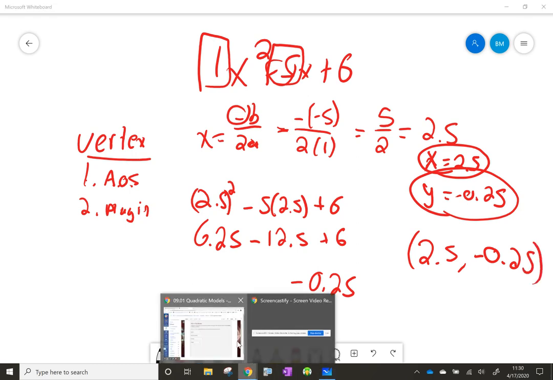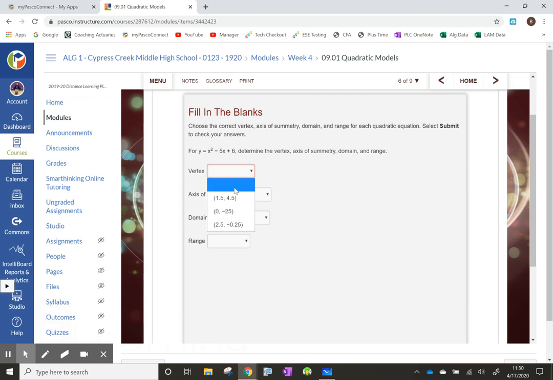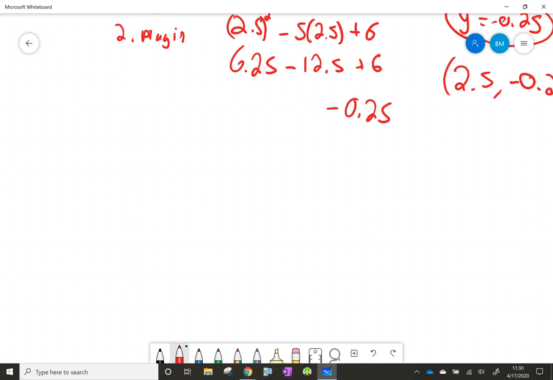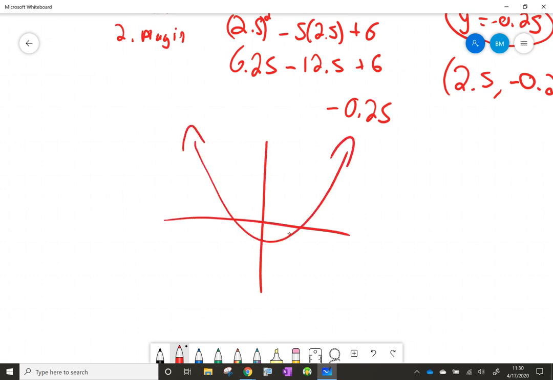So when I go back to this screen, I'm selecting that option. Right here, this third one is what it would be. All right, the axis of symmetry we've already found. Remember, that was the x value at first, so that was the 2.5 we got before. The domain, well, it is a quadratic, just like the other quadratics we saw. Now, you don't have to go to a graphing website like Desmos or anything. Any quadratic is always going to be a U-shaped graph.